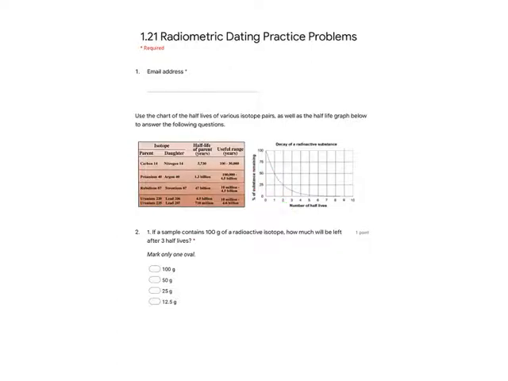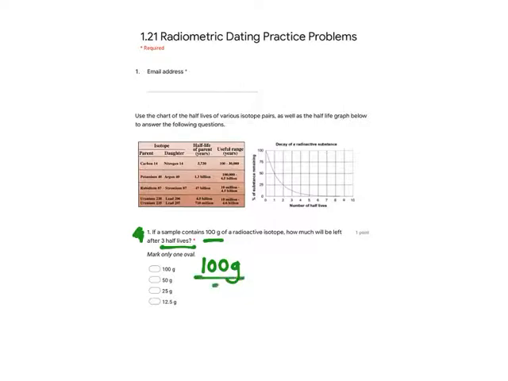So let's get started with number one. If a sample contains 100 grams of a radioactive isotope, how much would be left after 3 half-lives? There are a number of ways in which you can set up and solve these problems mathematically. I'm going to show you one approach where we are dividing by 2. So if we're starting with 100 grams and we want to figure out how much is left after 3 half-lives, we would half this sample 3 times. So essentially I need to take this number, divide it by 2, divide it by 2 again, and divide by 2 a third time in order to figure out what remains.